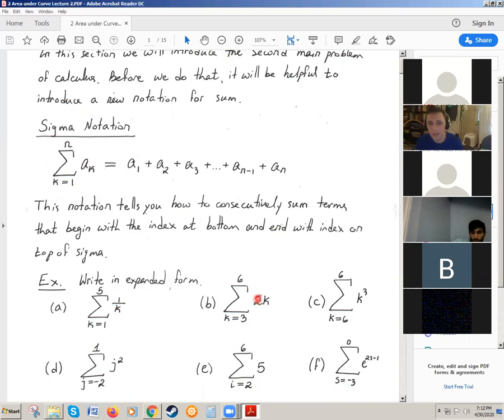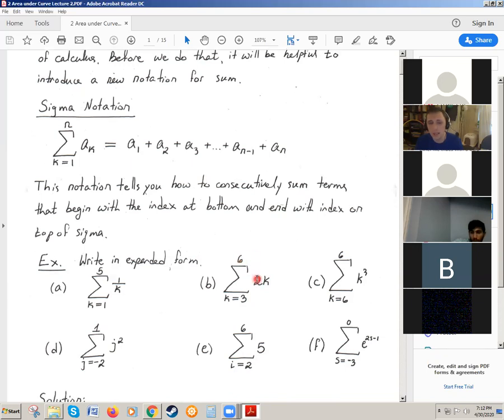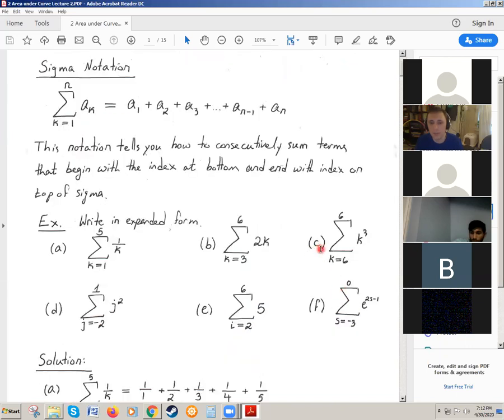So for b, what do I write? Here I begin at 3. So it's 2 times 3 plus 2 times 4, all the way until I get to 6. And onward. So what is c, by the way? Can you tell me? C is very quick. k starts at 6 to 6 of k cubed. What is that?